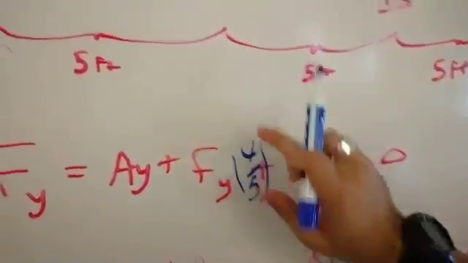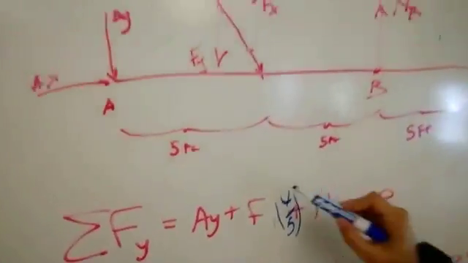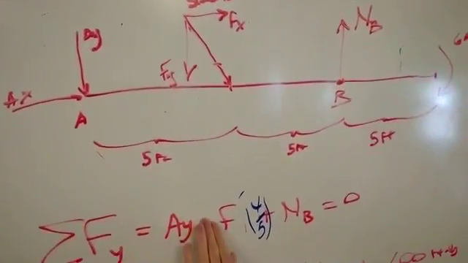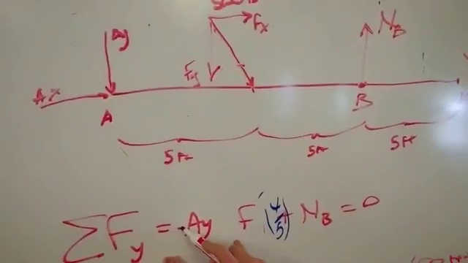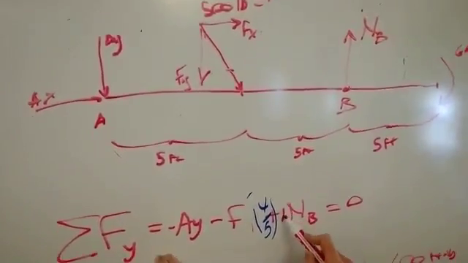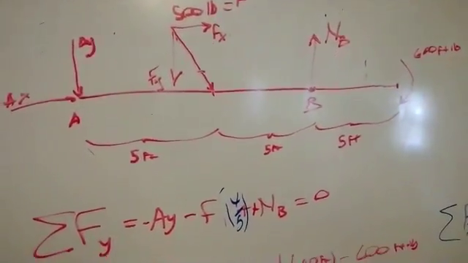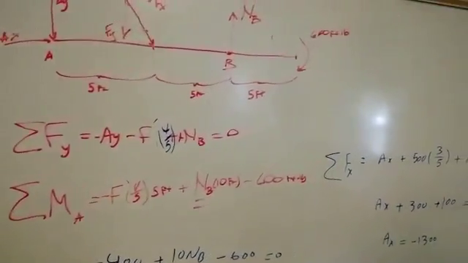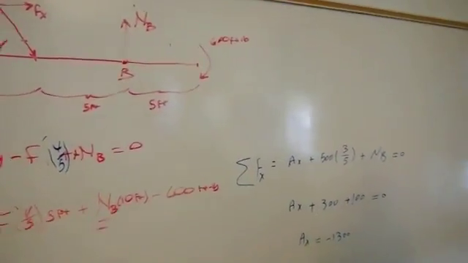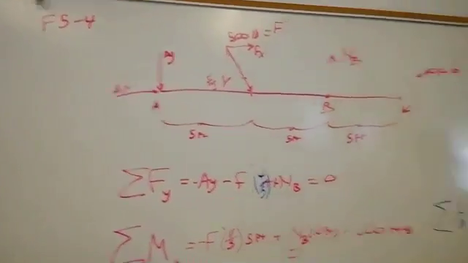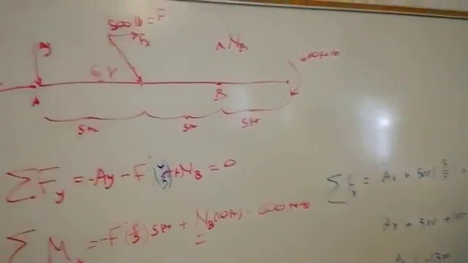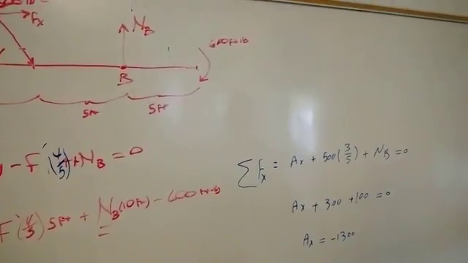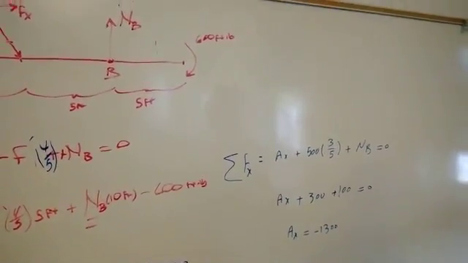This is F prime times 4/5. Okay. So minus. This is plus. Okay. So can we do that in the future? Keep things really clear. Yes, we can. Fx is AX plus 500 times 3/5 plus NB. Are you sure? I don't think there's an NB there.